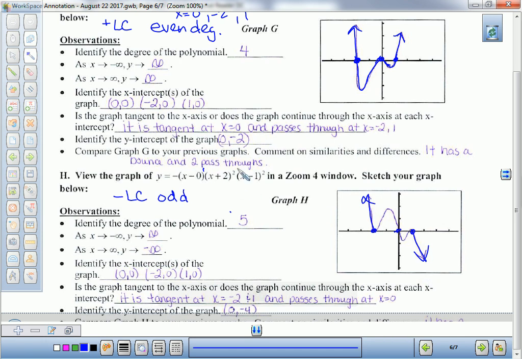At -2, it's an even powered factor. Bounce. At 0, it's an odd. It's going to pass through with just a straight line because it's an odd first. At x equals 1, it's an even factor. Bounce. So it's tangent at x equals -2 and x equals 1. It's bouncing there. And it passed through at 0.